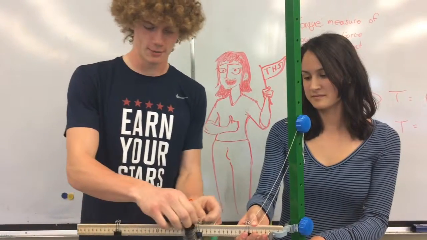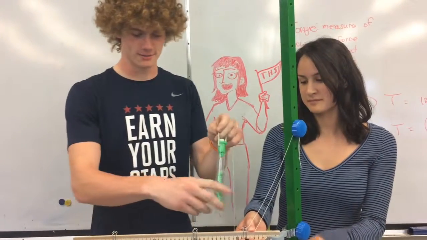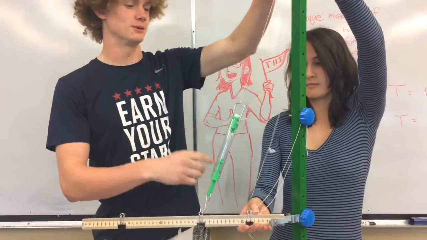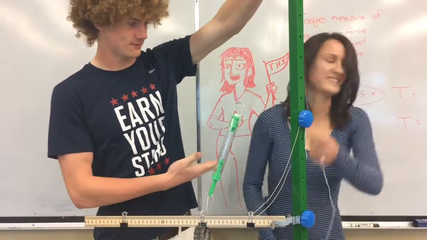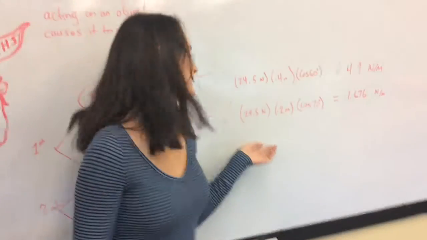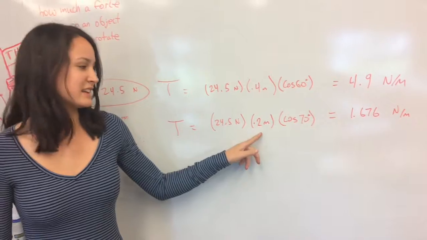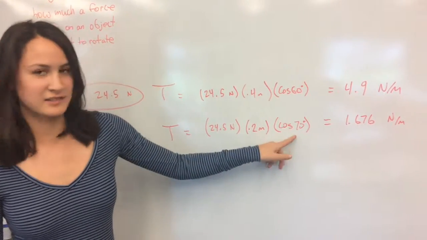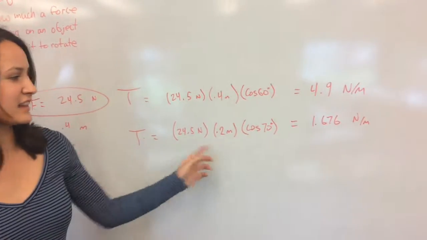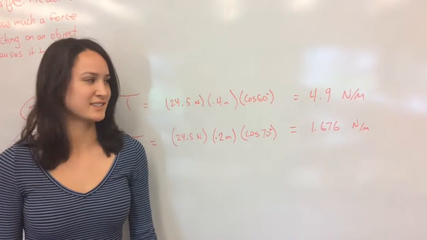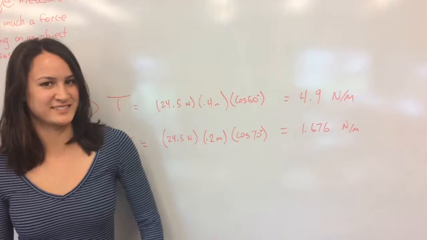If we move the cable to a 20 centimeter radius, then the angle increases to 70 degrees. So as we can see over here in the equation, the newtons is still the same, but our radius is half as much, and our angle is 70 degrees. So when we calculate that all out, we get 1.676 Newton meters, which is less than the first equation.